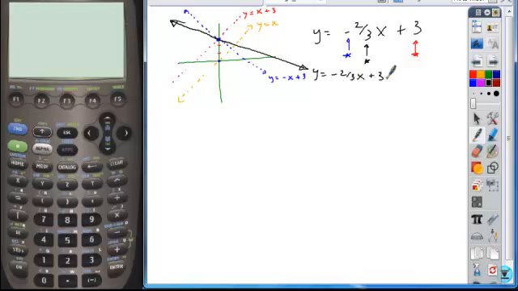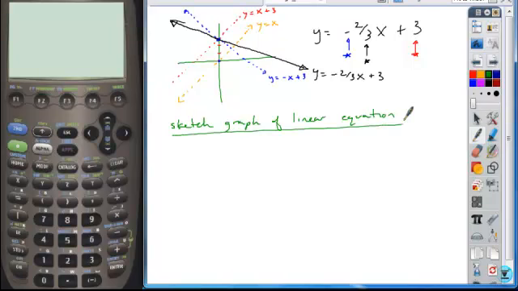So let's test this and see how consistent this is with what we were expecting based on the slope-intercept form. The way that you guys have been taught, and rightfully so, because it's easier to sketch the graph of a linear equation, is we just, let's talk through that. Sketch the graph of a linear equation. If it's given in the slope-intercept form, y equals mx plus b, the easiest way to do it is to plot the y-intercept.